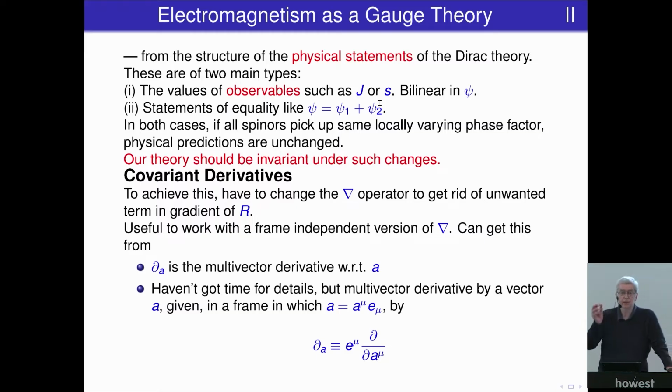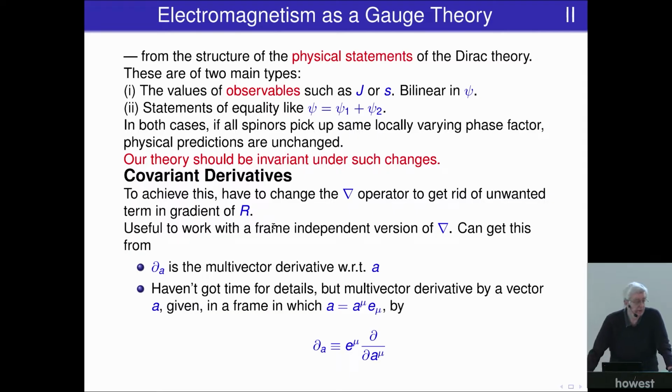I can put in an e to the I sigma 3 times theta, where theta is a function of position, and both of those things would survive that, and they would still give you the same value observable or the same statement of equality between spinors. So it's only the derivative which has got a problem. So you've got to change the grad operator to get rid of unwanted terms in the gradient of R.